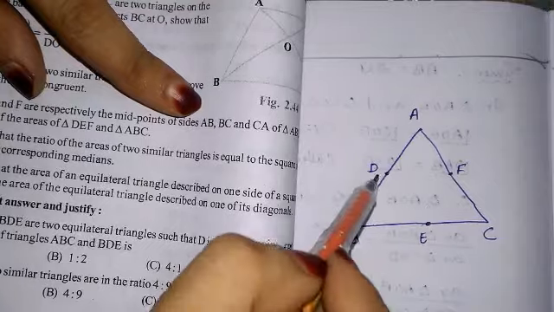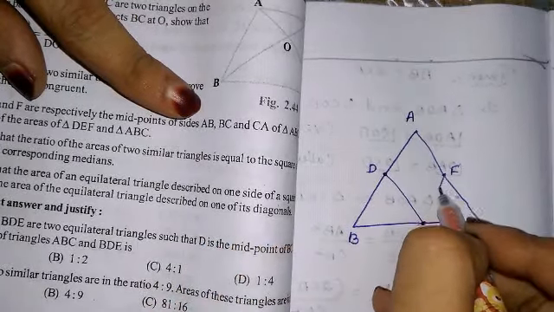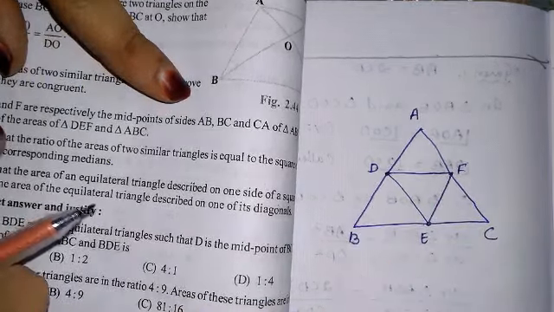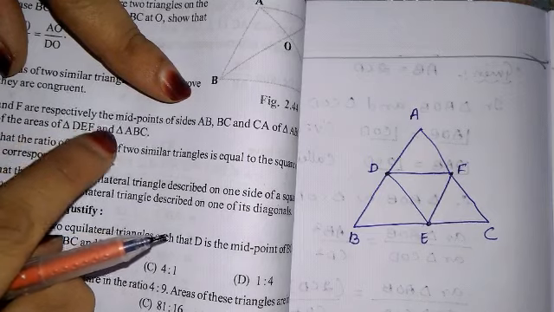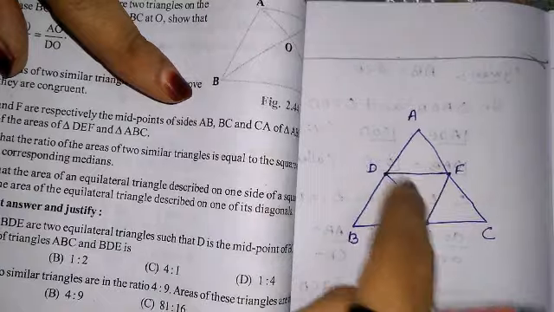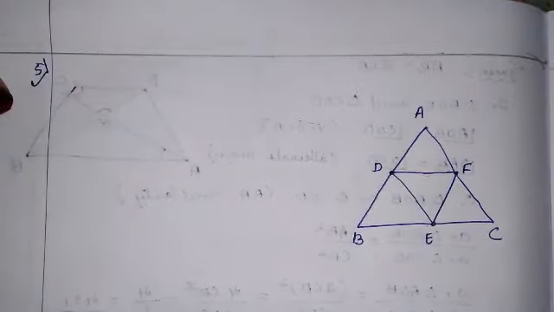Let us join this. Why to join this? They have told to find the ratio of area of triangle DEF and triangle ABC. What is the ratio of triangle DEF, this middle one, and full ABC? Okay, let us start solving now.